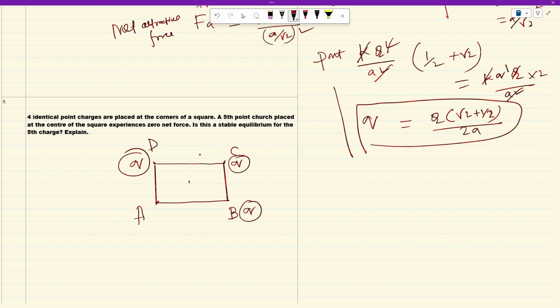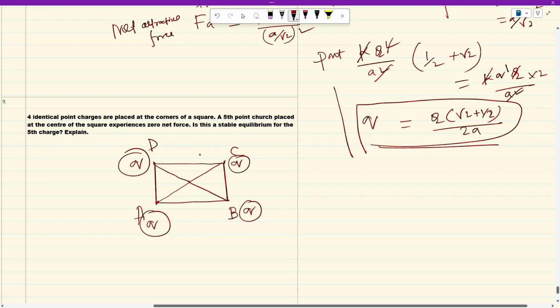Equilibrium is not possible unless you keep the fifth charge negative here. If you keep a negative charge, this is not Q dash, this is Q. Like the previous sum, we have calculated that charge also. If you keep here that minus Q dash, whose magnitude is given here, then the system will be in equilibrium. But the question is different here. Fifth charge, what's the magnitude? That answer is there in the previous sum. Is this stable equilibrium? Very good question. Is it in stable equilibrium?